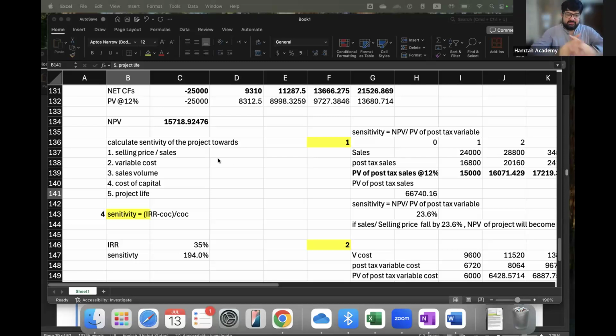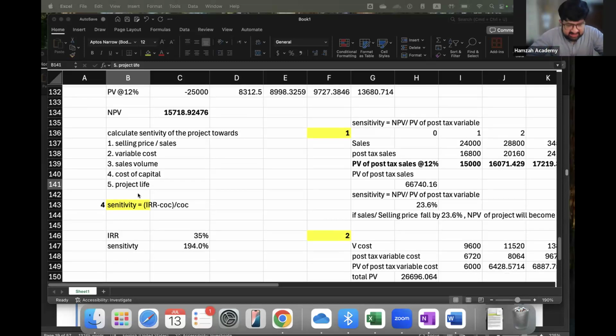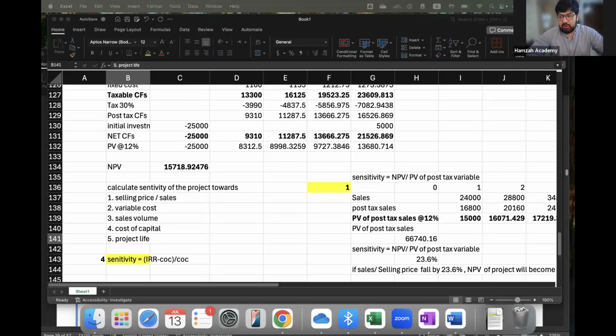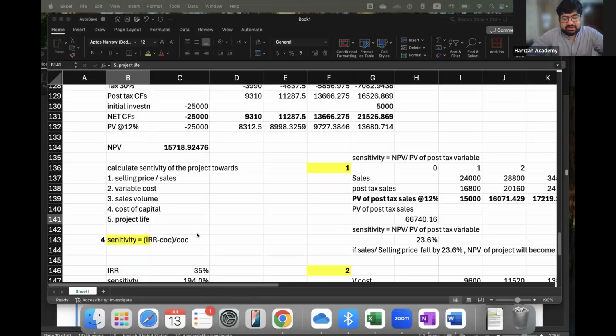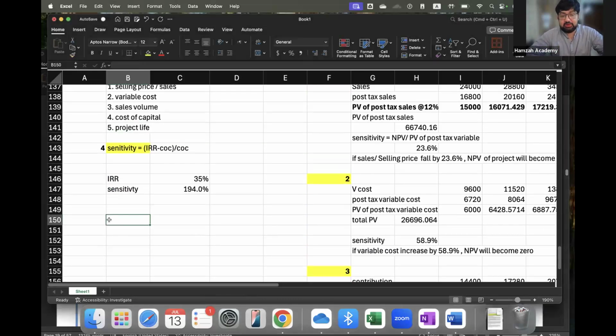Now, the next point is project life. Now, project life sensitivity, how is it calculated? We know that. What is discounted payback? We know that discounted payback is the time period in which present value of initial investment is recovered only.